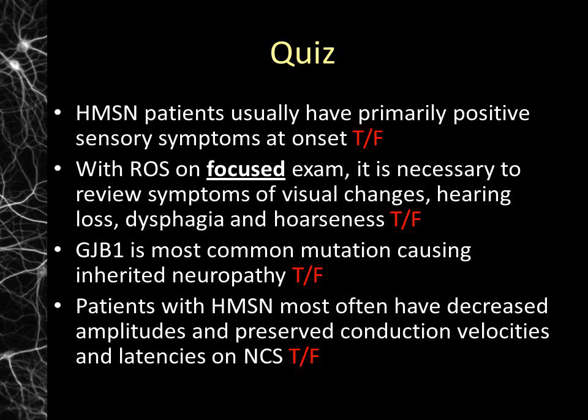Quiz. HMSN patients usually have primarily positive sensory symptoms at onset: true or false. With review of systems on focused exam, it is necessary to review symptoms of visual changes, hearing loss, dysphagia and hoarseness: true or false. GJB1 is the most common mutation causing inherited neuropathy: true or false. Patients with HMSN most often have decreased amplitudes and preserved conduction velocities and latencies on NCS: true or false.